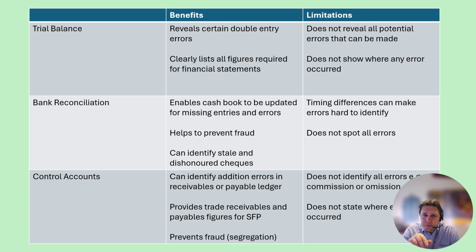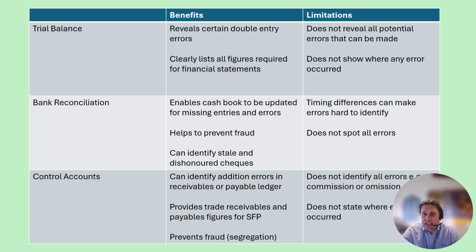It also prevents fraud. So what we've got here is a segregation of duties. The control account in a business would normally be completed by someone more senior, and then the individual records will be completed by the purchase or sales ledger clerk. So you've got that segregation of duties, that separation of who completes which task. So if there was some fraudulent activity, the person completing the control account would spot the differences and investigate.